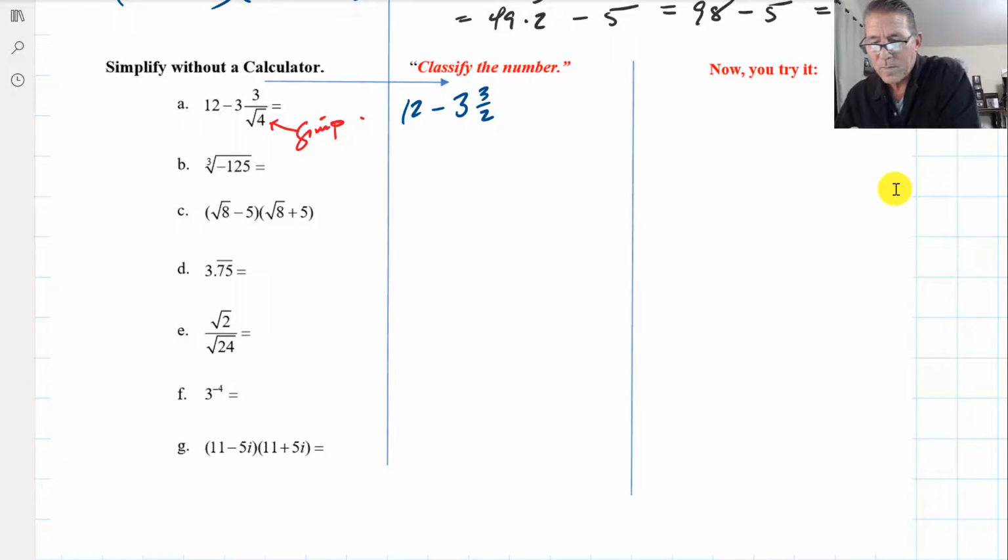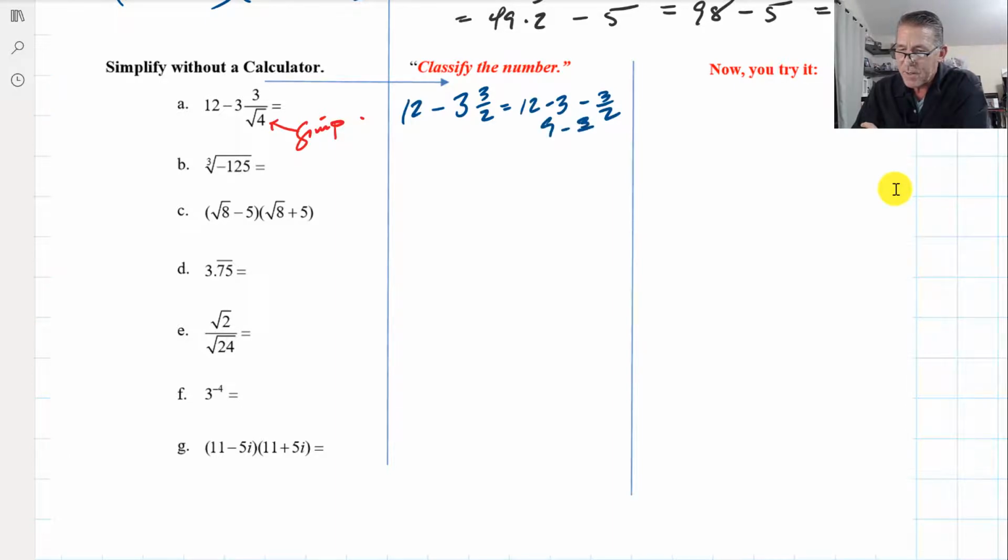So let's see here. What I want to do is I got to subtract both. So it's 12 minus 3 halves. That's 9 minus 3 halves. And that's obviously 9 minus 1.5. Okay, 9 minus 1 is 8, minus a half more. Sounds like 7 and a half. Okay, that's all you do. And that's rational, by the way. That's a rational number. Now you try it.